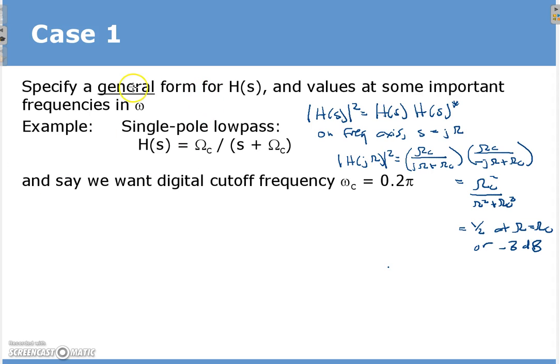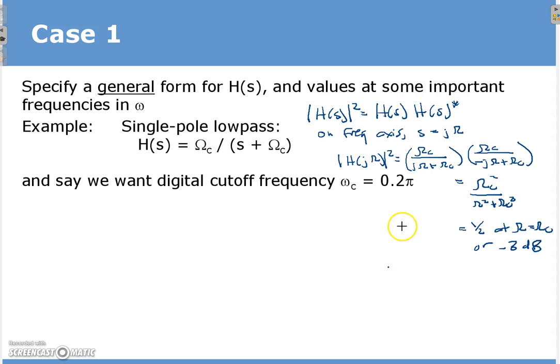The first case is where we have some general form for H(s), and we also have some values for what we want our digital design to look like. This case is a single pole low pass H(s), but we might say, for example, a more complicated example would be that we want a ninth order Butterworth.